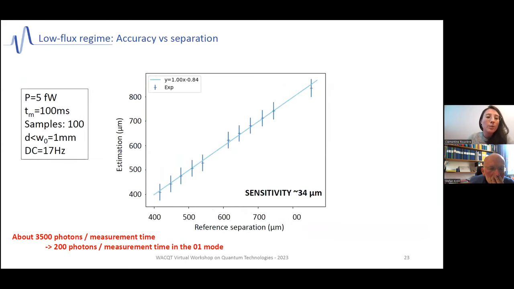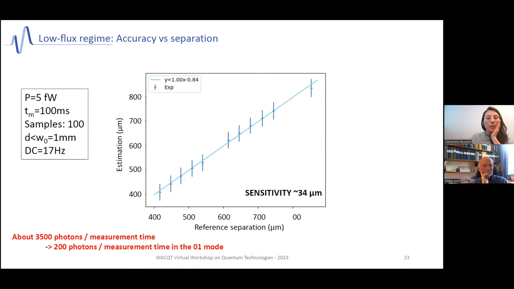And here we have again the estimation as a function of the reference separation. So because of the low flux, we are in another range of separations. So about 400 and 800, sorry, you cannot see 800 micrometers. And thanks to the lower sensitivity, so here it's about 30 micrometers, we can get a very nice accuracy. I just want to emphasize that here we measure very few photons, about 3000 per measurement time in total, which means that in the 0-1 mode, we only have 200 photons.